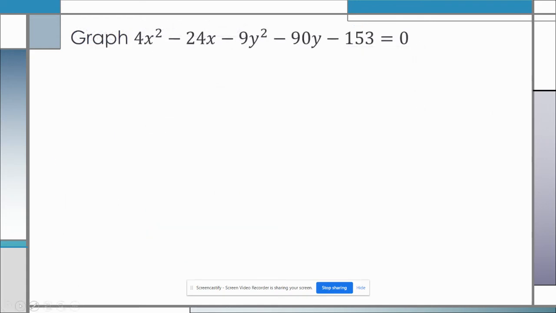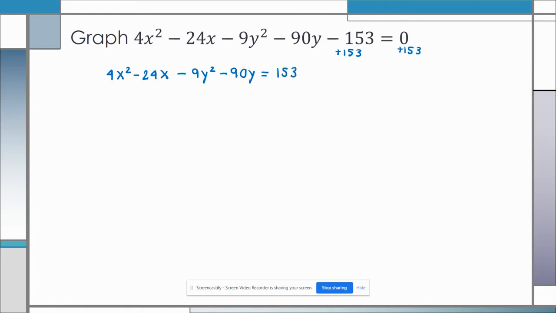All right, what if we had a problem where it was not in standard form? Our first step is I got to figure out what the standard form equation is. Just like what we did with an ellipse and even with circles, we're going to have to complete the square. So I'm going to have my x terms together, my y terms together, and then I got to make sure that it equals the number. So I'm going to add 153 over to the other side.